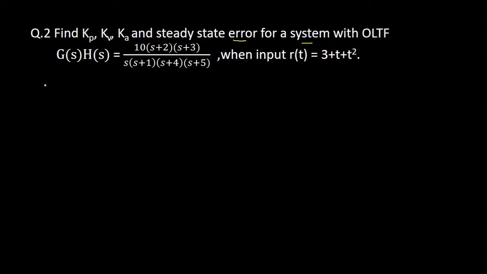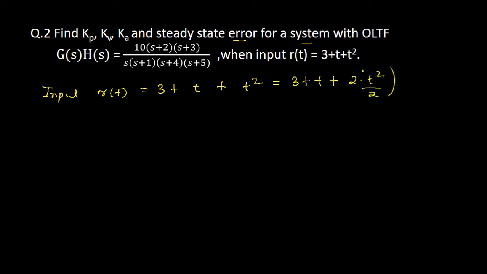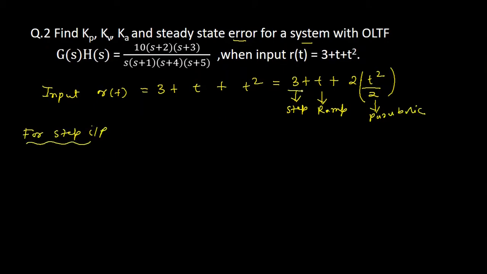So here the input is given r(t) is equal to 3 plus t square. This can be written as 3 plus t plus 2 into t square by 2. So this is in the form of a parabolic equation. Here we can see that this is the step signal, and here t is given, that means it is a ramp signal, and here t square by 2 is given, that means it is a parabolic signal. For step input, it has magnitude equal to 3, that means A1 is equal to 3 we are taking.